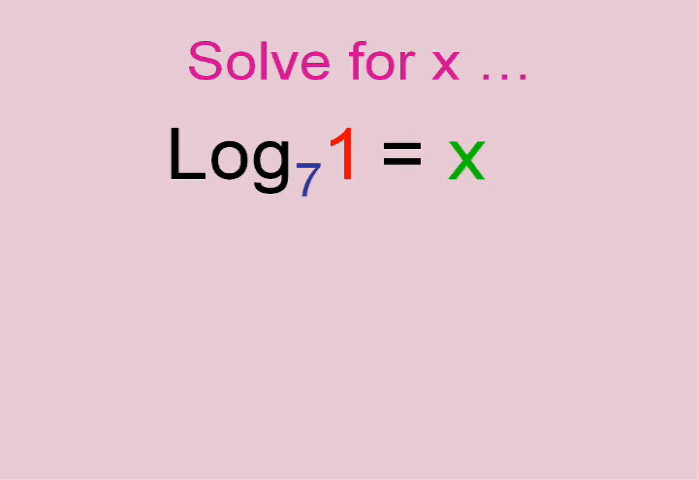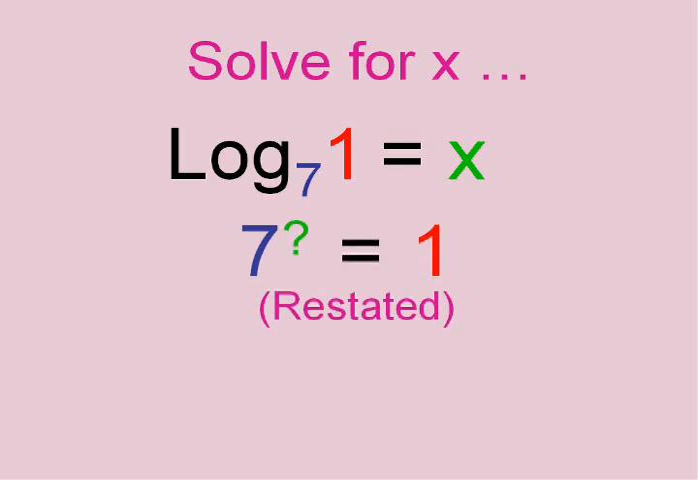What will the logarithm of 1 always be then? 7 to what power equals 1? Now, I'm not asking you what you multiply 7 by. I'm saying, what do you have to raise 7 to, to get 1? We just told you. 7 to the 0, anything to the 0 power equals 1. So the logarithm of 1 will always be 0, regardless of which base you use.